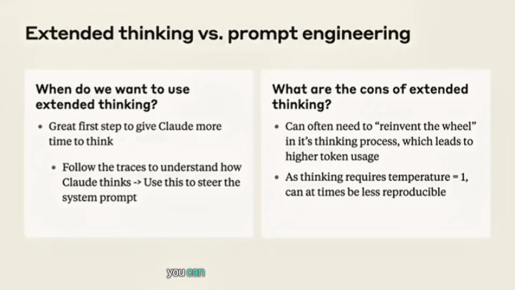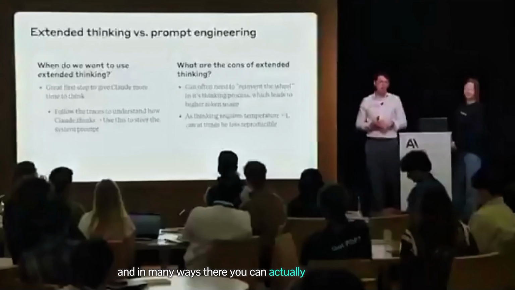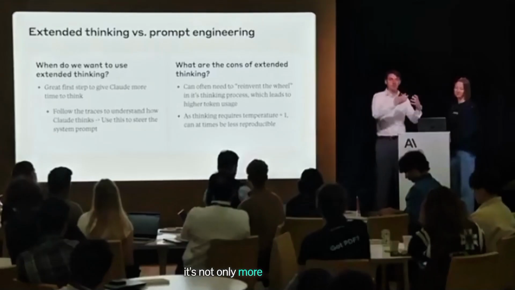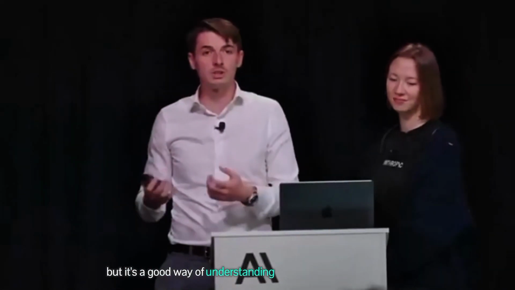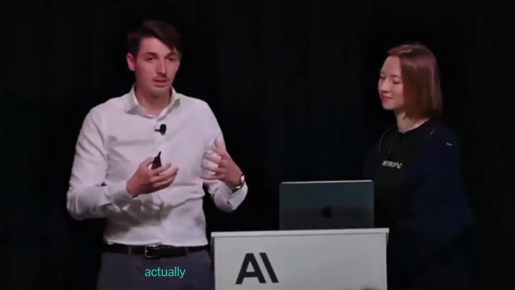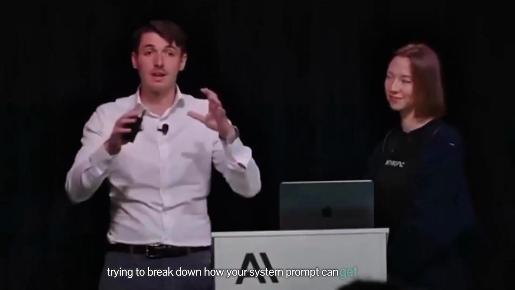And the beauty of that is that you can actually analyze that transcript to understand how Claude is going about that data. So as we mentioned, we have these checkboxes where it goes through step by step of the scenario that transpired for the accident. And in many ways there, you can actually try to help Claude in building this into the system prompt itself. It's not only more token efficient, but it's a good way of understanding how these intelligent models that don't have our intuition actually go about the data that we provide them. And because of that, it's quite key in actually trying to break down how your system prompt can get a lot better.